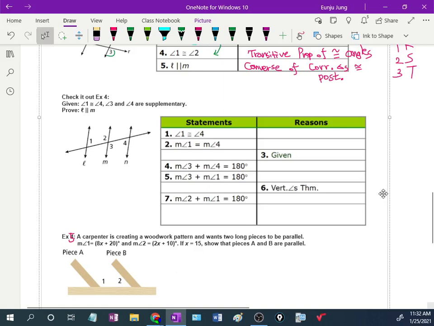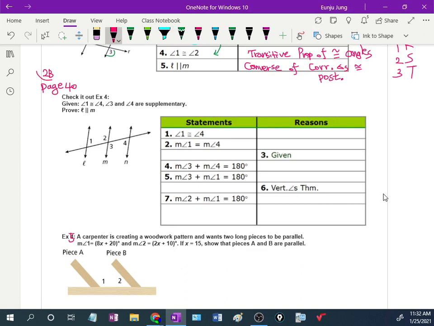Okay, in this video, we will prove example 4 and example 5 on the handout. This is page number 40. Page 40, and we are doing unit 2B, which is lines parallel and all angle relations and proof stuff.